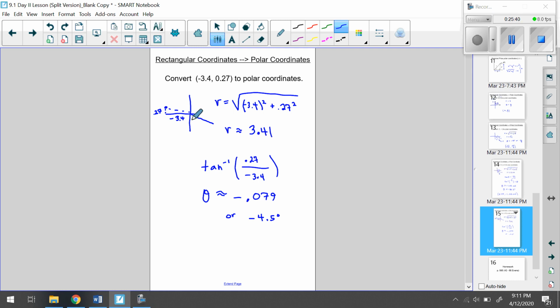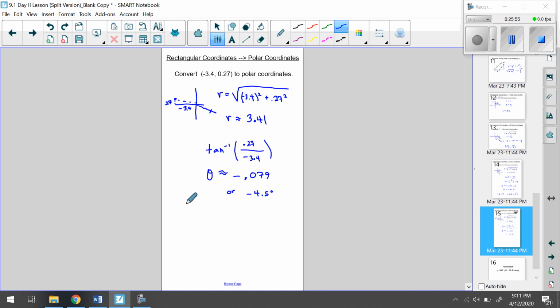If our R value is positive 3.41, that's going to take us in this direction over here. Well, we really want to be in this direction over here. And so let's first figure out why. Did we make a mistake, or what's going on here? I think what's going on is, if we travel back in time to an earlier lesson, you might remember that when we do inverse tangent, think about what our range, or our output, can be. You might remember the range for inverse tangent is negative 90 degrees to positive 90 degrees.